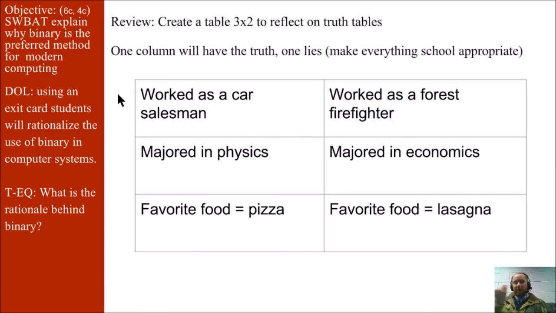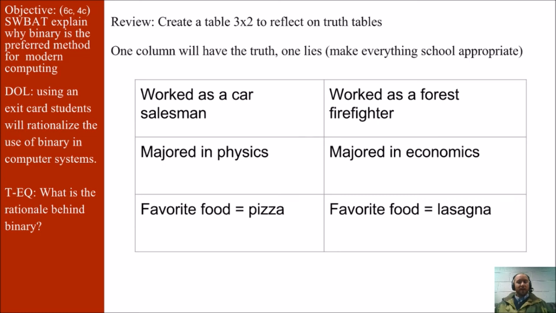So I thought this would be a really fun activity to review and start class off with. I want you to create a table in Canvas, a 3x2 table, and on one column I want you to write down things that are true about you. In the other column I want you to write down absolutely made up lies. Make it school appropriate and try to make the lie close enough to the truth where people don't know. And that's part of the game.